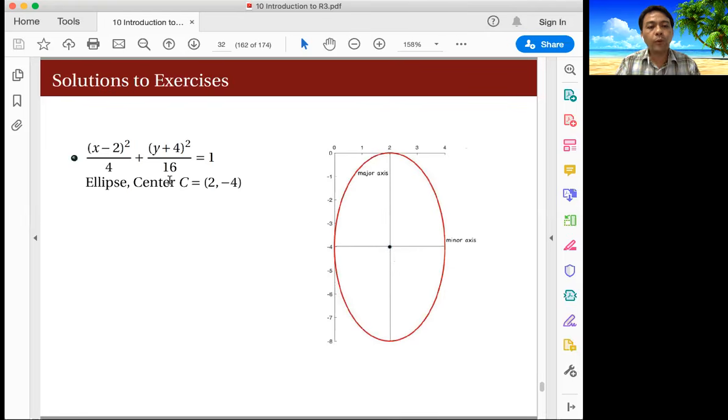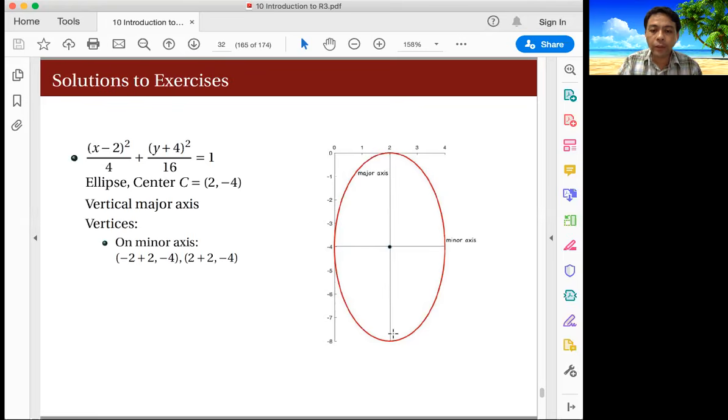Now, since the y term gets the bigger denominator, the major axis is vertical. Okay, so we indicate here the major axis. So perpendicular to it is a horizontal minor axis through the center. What are the vertices? So take note that on the minor axis, the value of y is -4. It passes through the center, -4.